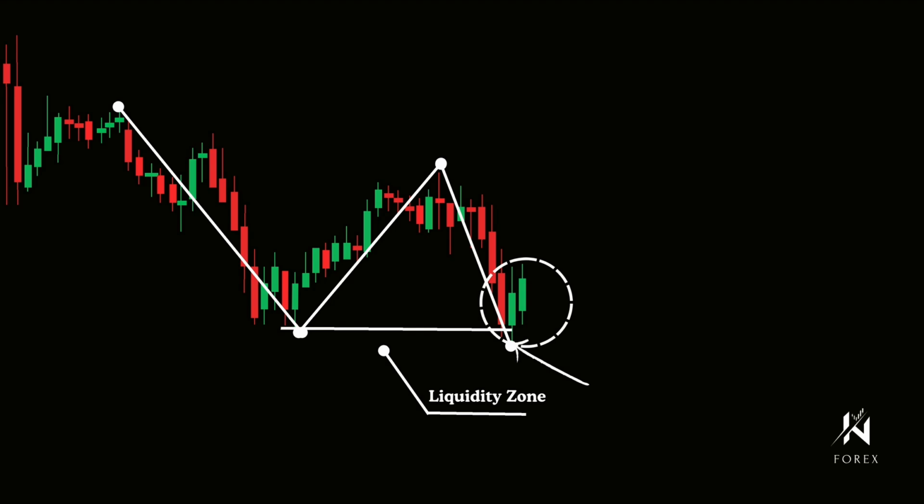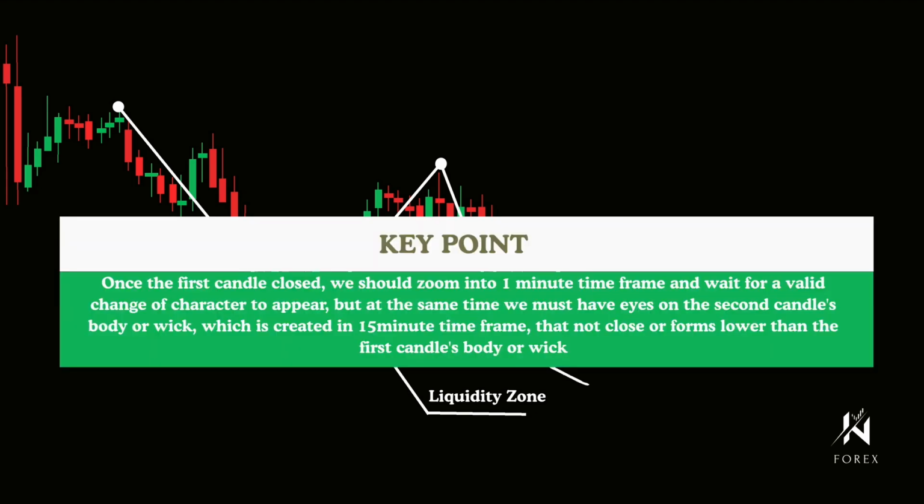There's a key rule to remember here. Once the first candle finishes, we switch to the 1-minute time frame and look for a valid change of character while simultaneously keeping a close watch on the second candle's body or wick from the 15-minute chart to make sure it does not close or appear below the first candle.